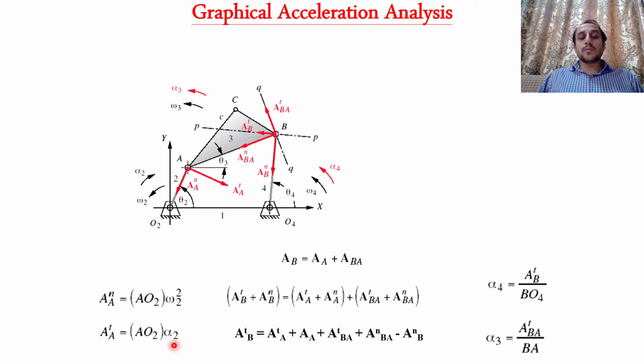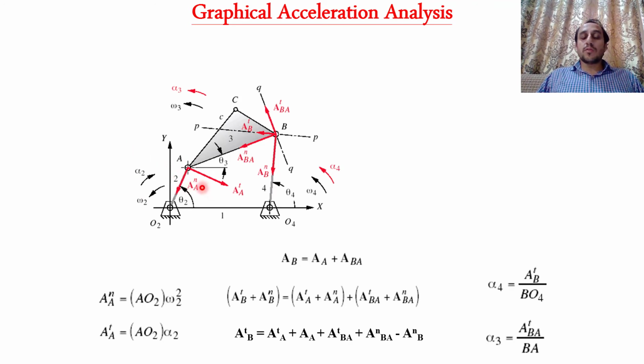So using these equations what we can do, we can find out the magnitudes of the normal acceleration component of point A and the tangential acceleration component of point A. Okay, the magnitudes will come to us. Directions we can easily find out depending upon the direction of alpha 2. So if alpha 2 is in clockwise direction, then this tangential component of acceleration of point A will be rightward. If it were in counter clockwise direction, it would act leftward.